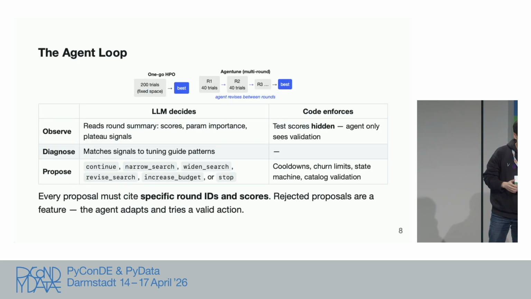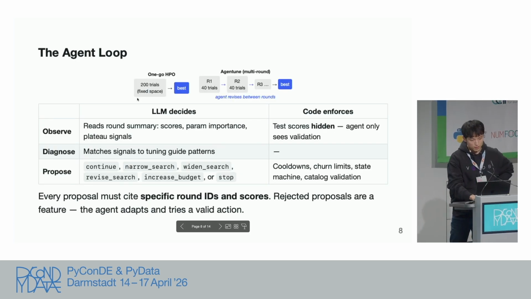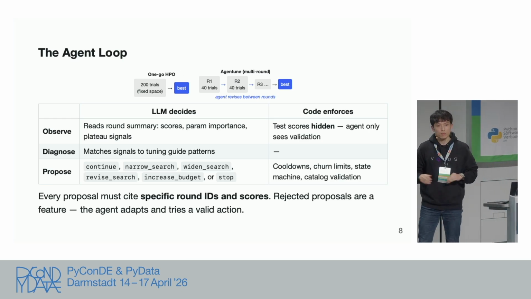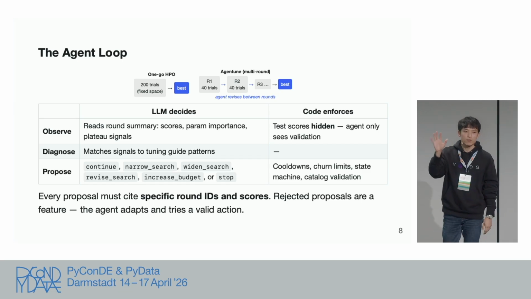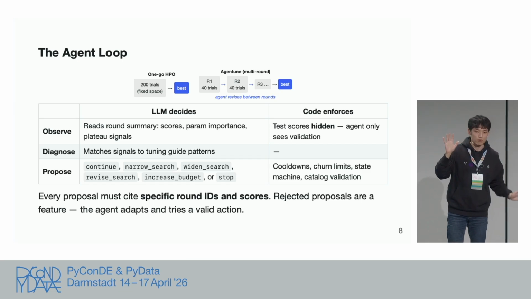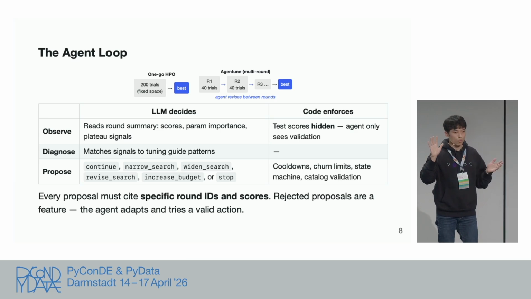So let's get to more details. This is one iterated slide. With existing one-go hyperparameter optimization, we submit, hey, these are the 5 hyperparameters that I want to optimize, and then just run over 200 cycles, maybe over one night or a week.